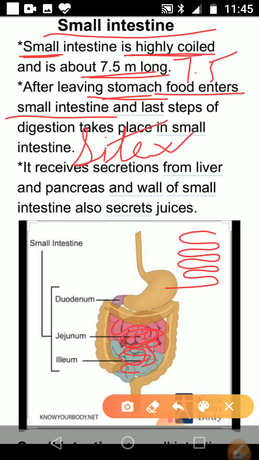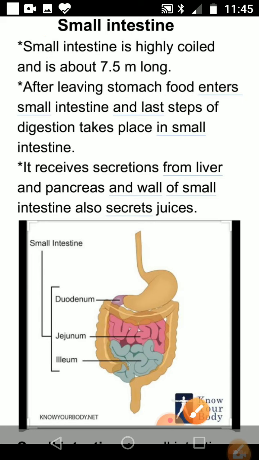The small intestine receives the secretions from the pancreas and liver, and the intestinal wall itself releases a juice called succus entericus. That means after digestion, the intestinal wall releases certain juices which help in complete digestion. So that is about the small intestine.